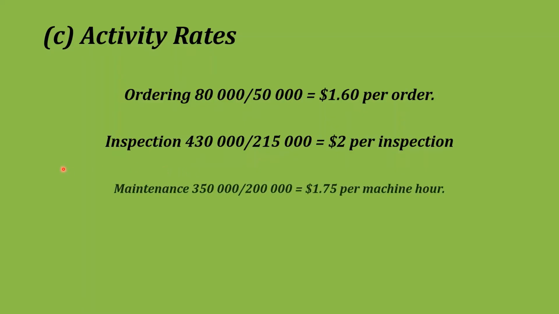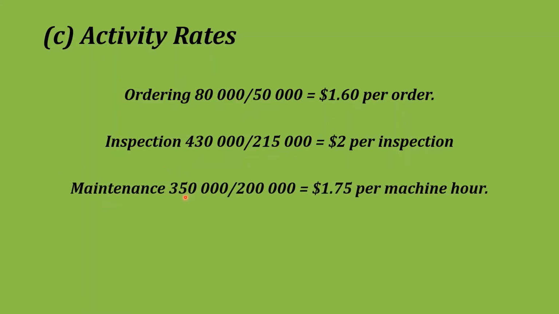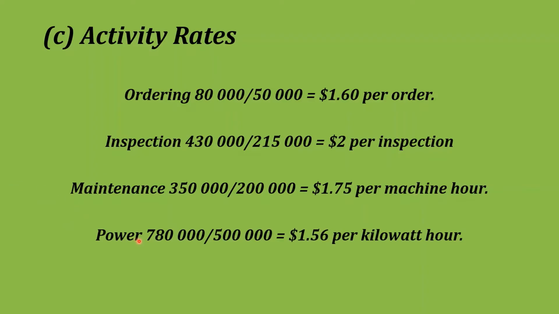Okay, maintenance is $350,000 and 200,000 machine hours. We get $1.75 per machine hour. And then we have power, 780,000 for overhead divided by 500,000 kilowatt hours, and we get $1.50 per kilowatt hour. These now we would use to allocate or apportion our overheads to the job 427.